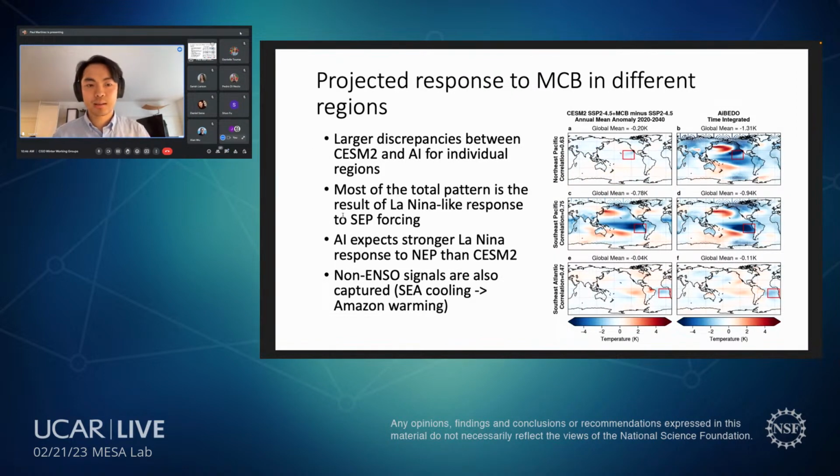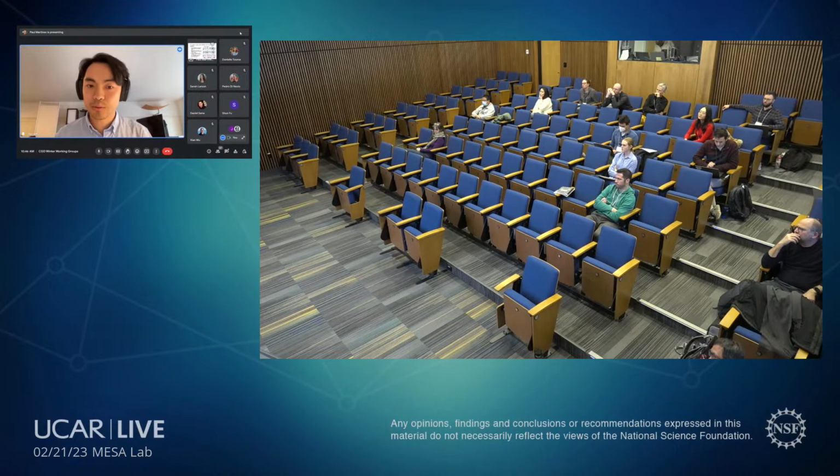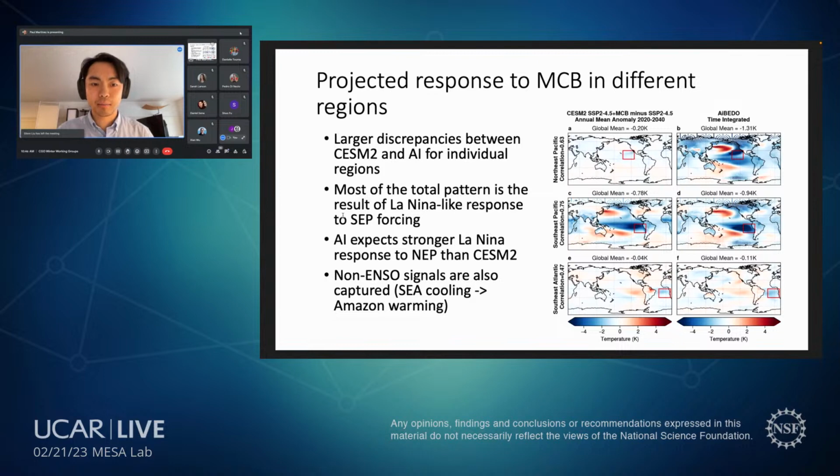So I guess one thing to notice is that in the previous slide, I'm showing quite a large perturbation, but if we switch to smaller, more regional perturbations, we start seeing some of the weaknesses of the AI method. Here I'm showing the temperature anomaly due to perturbations in each of the 3 regions that I mentioned before: the Northeast Pacific, Southeast Pacific, and Southeast Atlantic. And here we're seeing larger discrepancies between CESM2 and the AI, in particular for the Northeast Pacific, where the AI model is projecting a stronger La Nina-like response.